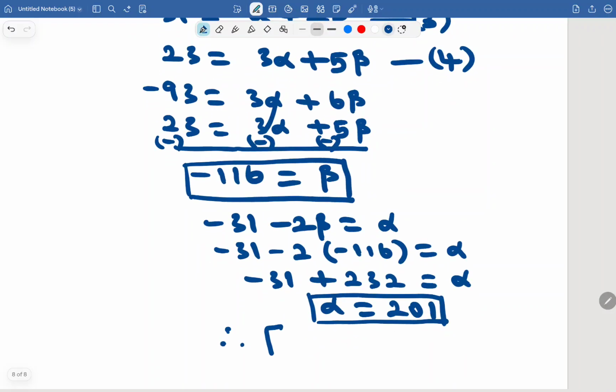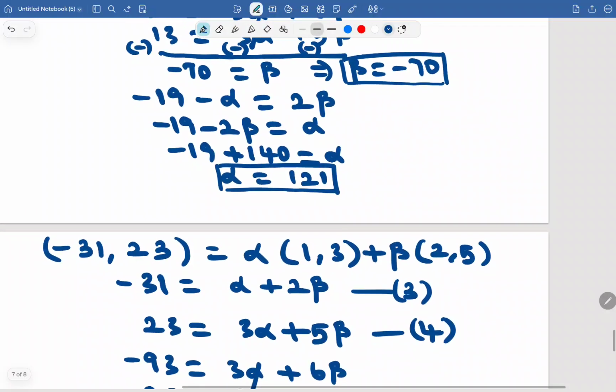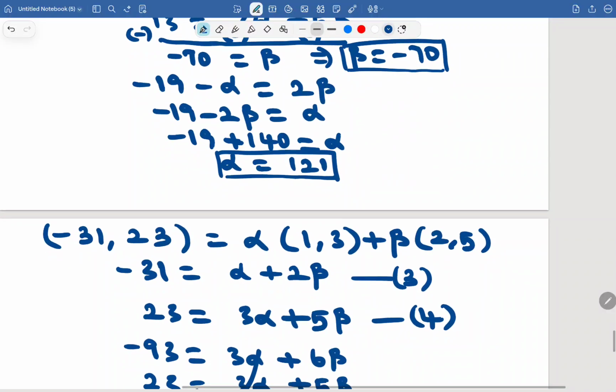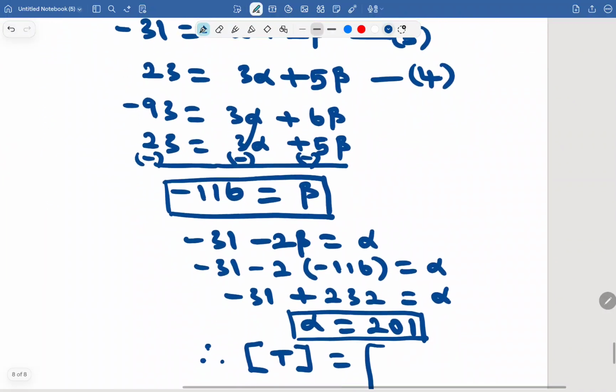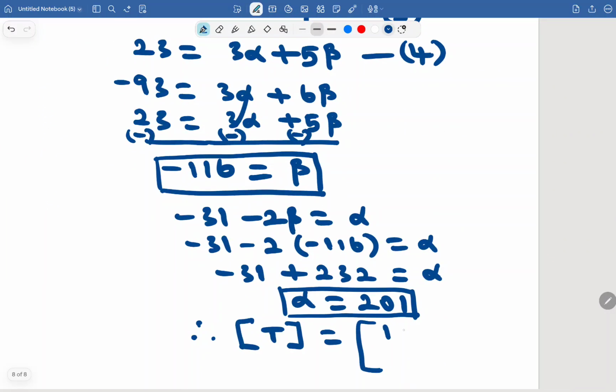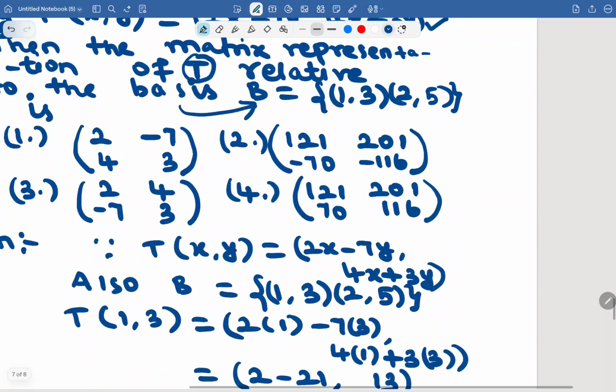Therefore, the matrix representation of T is: write the values in columns. For the first, alpha 121, beta -70. For the second, alpha 201, beta 116. For this problem, option 2 is the correct option.